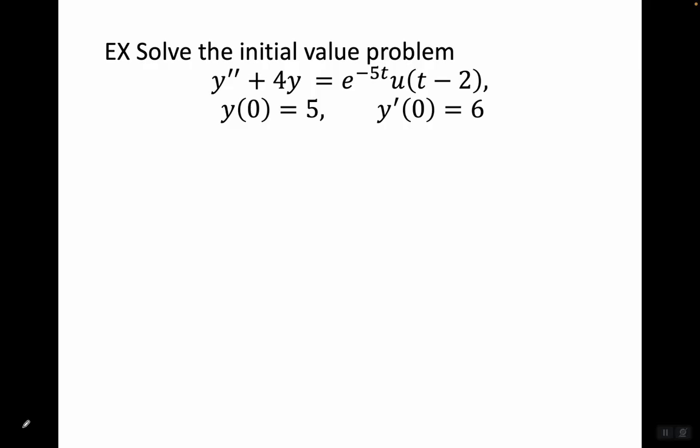Here's an initial value problem involving the Heaviside function. Solve the initial value problem y double prime plus 4y equals e to the negative 5t, u of t minus 2, y of 0 equals 5, y prime of 0 equals 6.